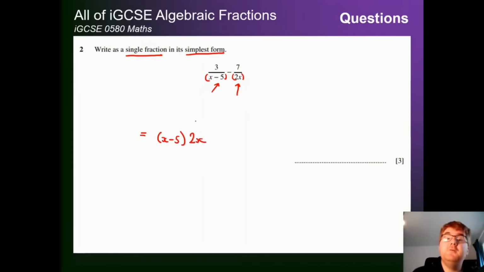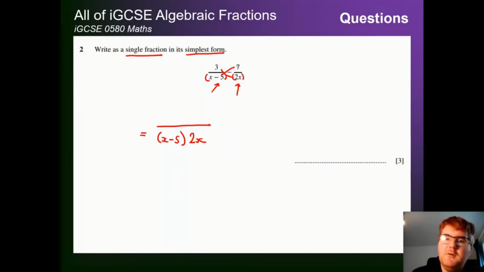Notice in algebra, if we're multiplying, we just put the two things next to each other. Now, how do we work out what goes in the numerator? We essentially do an idea of cross multiplying. So we do a 2x times 3 here and an x minus 5 times minus 7. Sometimes it's called the butterfly method, this idea of multiplying crossways to work out what goes in the numerator. So we have a 3 times 2x, that gives us 6x, and then we have a minus 7, be very careful, there's a minus here, times x minus 5.